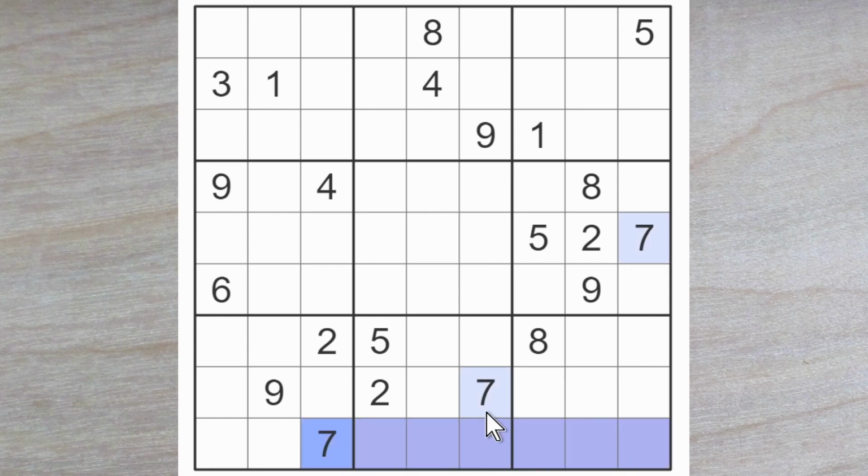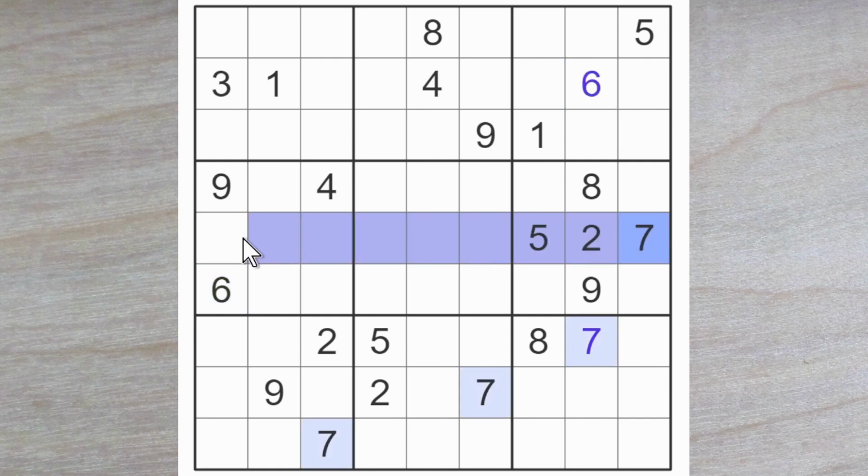A 7 blocks over, another 7 blocks over, and 7 blocks down. So a 7 goes here. Now we have a 1 and a 5. They must go in these two squares. And therefore, these squares must be a 4, 3, and a 6. We have a 3 and a 4 in the row, so a 6 is forced to go here.